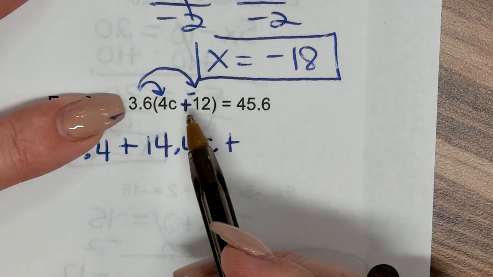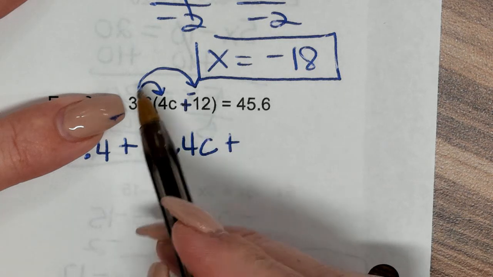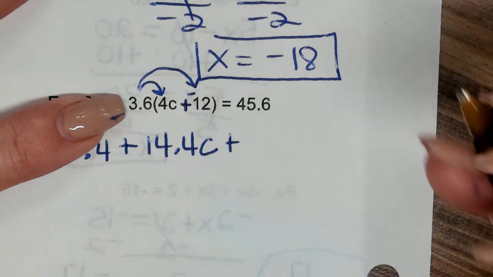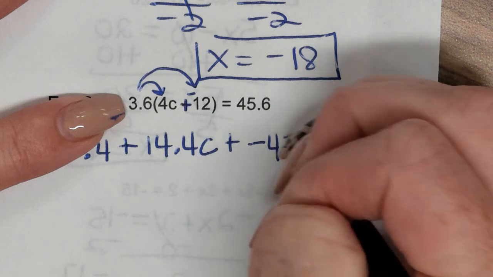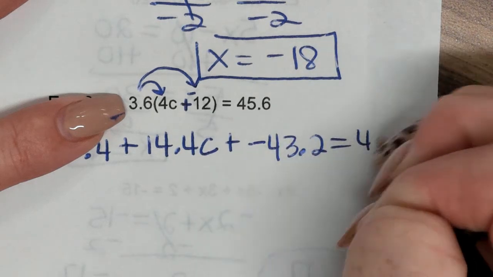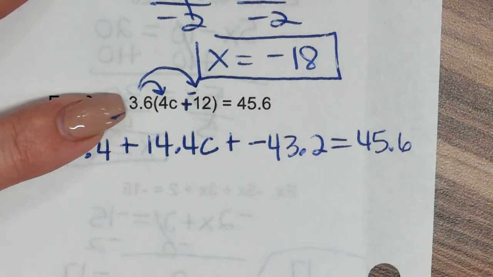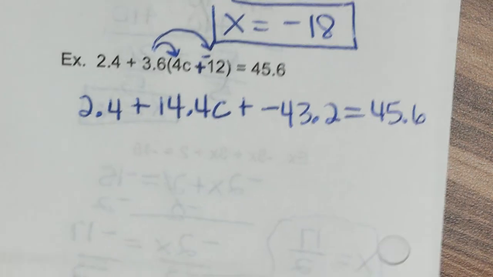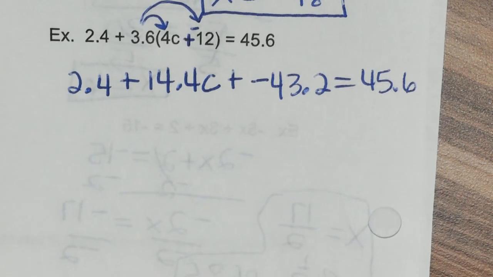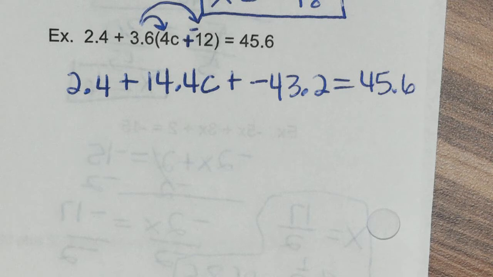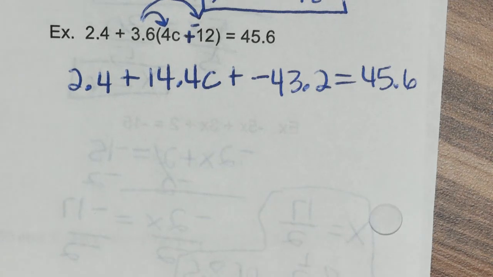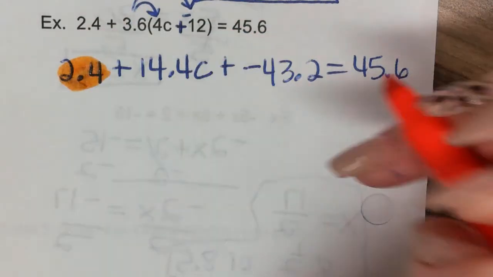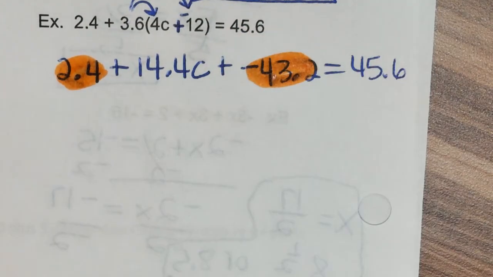Oh, I see what you were doing. Yeah, you were on that part. 3.6 times negative 12 is negative 43.2 equals 45.6. So when you're doing decimals, nothing changes. You just have to slow down and make sure you're typing everything in correctly. What like terms can I combine? 2.4 and negative 43.2 because they're both constants.